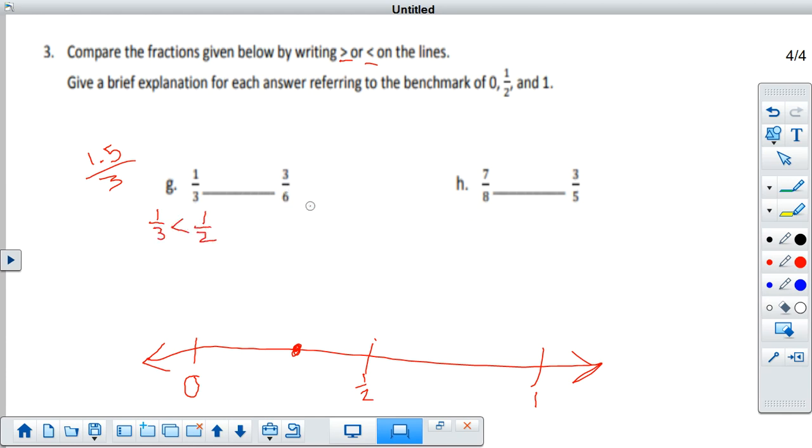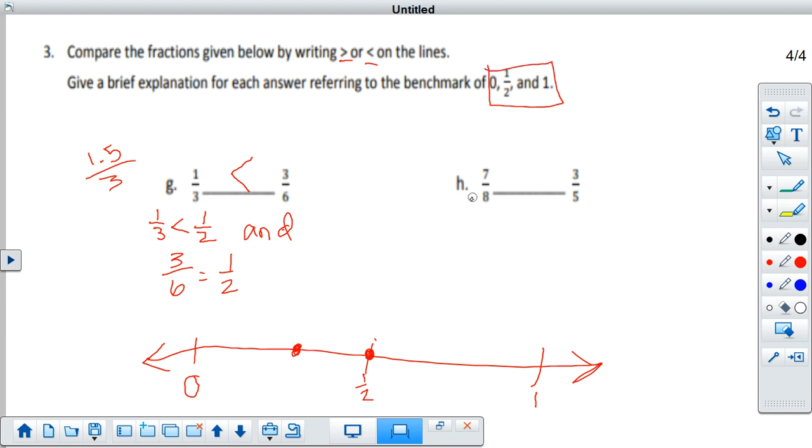For 3/6, just think, 3/6 is actually equal to 1/2, exactly on the dot. So if I say that 3/6 equals 1/2, there's my evidence. Here's the 1/3, here's the 3/6. I know that 1/3 is actually less than 3/6 because 1/3 is less than 1/2 and 3/6 is equal to 1/2. So I want to justify it by using these benchmark fractions.